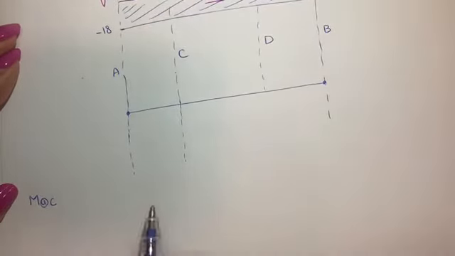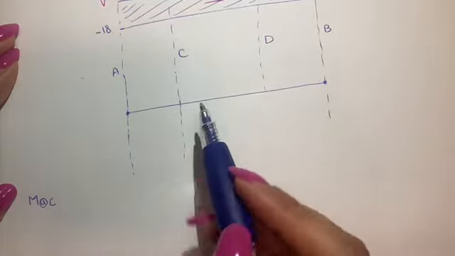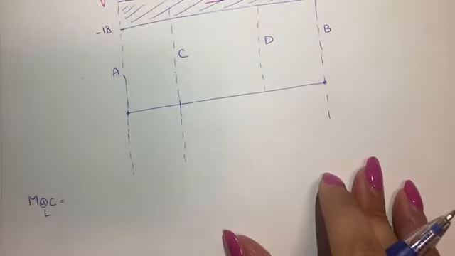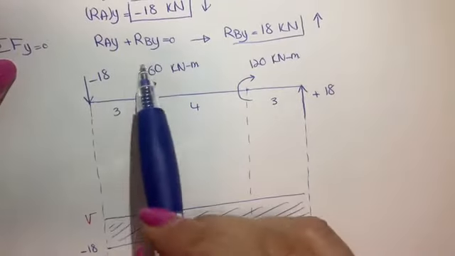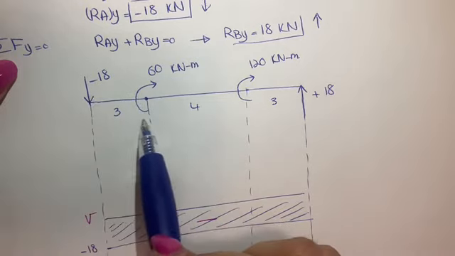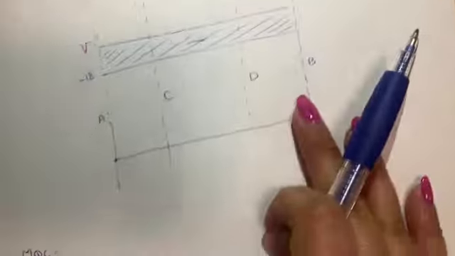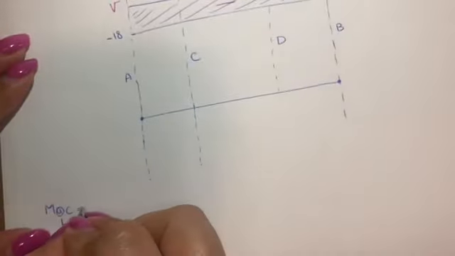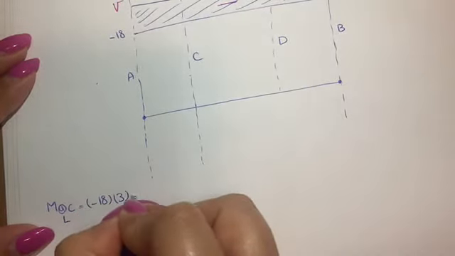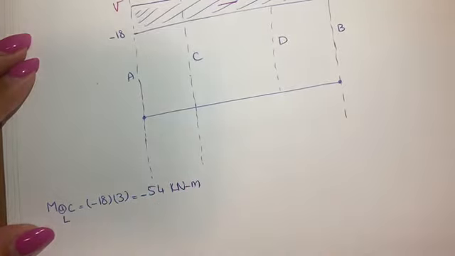We just need to first look from the left hand side to point C and then look from the right hand side to point C. From the left hand side, we just have one concentrated force of minus 18, and so at this point it makes a negative bending moment equal to minus 18 times 3. So M at the left side of point C is minus 18 times 3, equal to minus 54 kilonewtons meter.